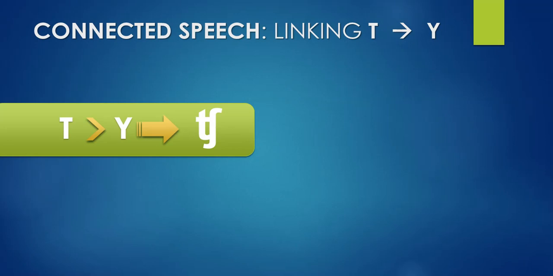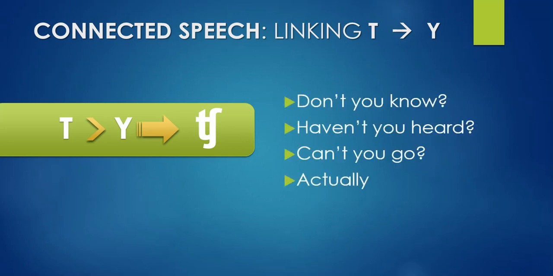So let me read those samples for you. Don't you know? Haven't you heard? Can't you go? Actually. The reason why you're saying "actually" is that there's a hidden, invisible Y sound between the T and U in this word. That's why it's "actually." If you look it up in a dictionary in the phonetic alphabet, some dictionaries will show a little Y symbol between the T and U.